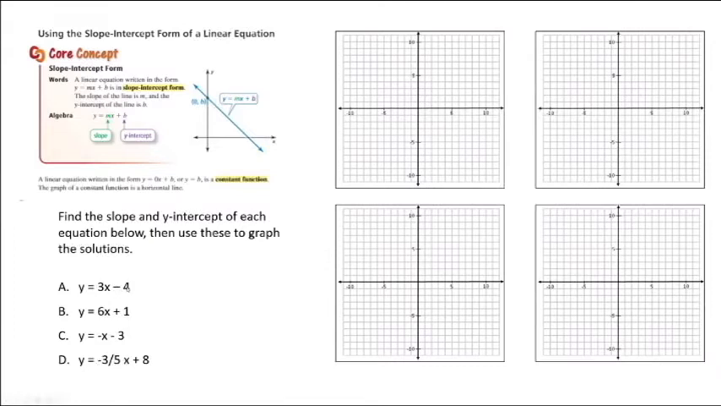Here, my y-intercept is negative 4. My slope is positive 3. That's up 3 over 1, up 3 over 1, and so on, and you certainly can do backwards as well.